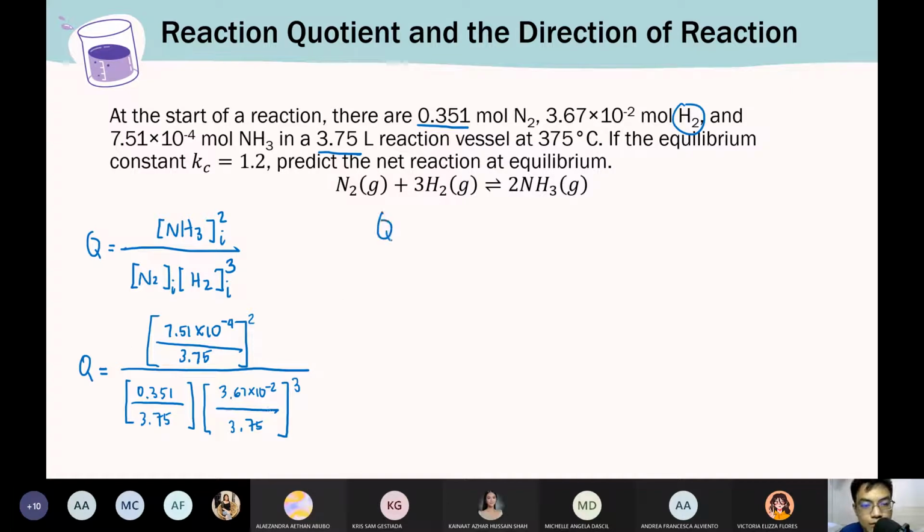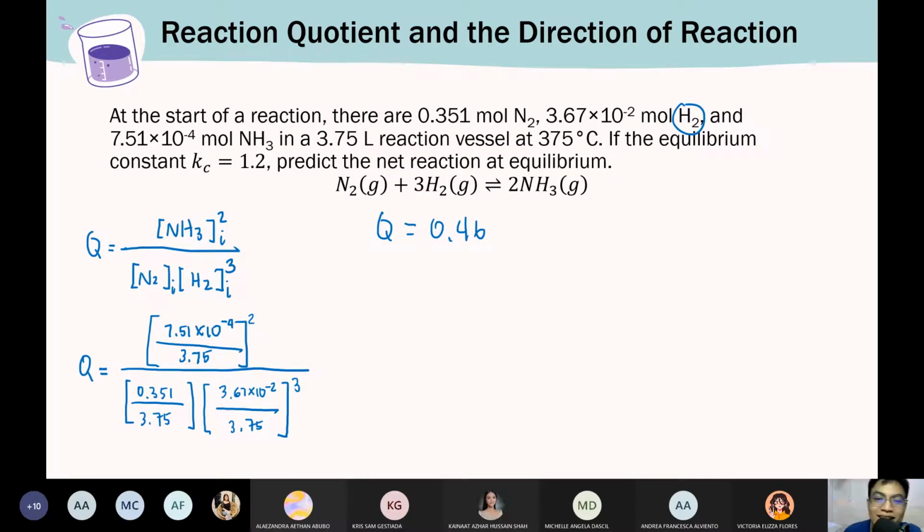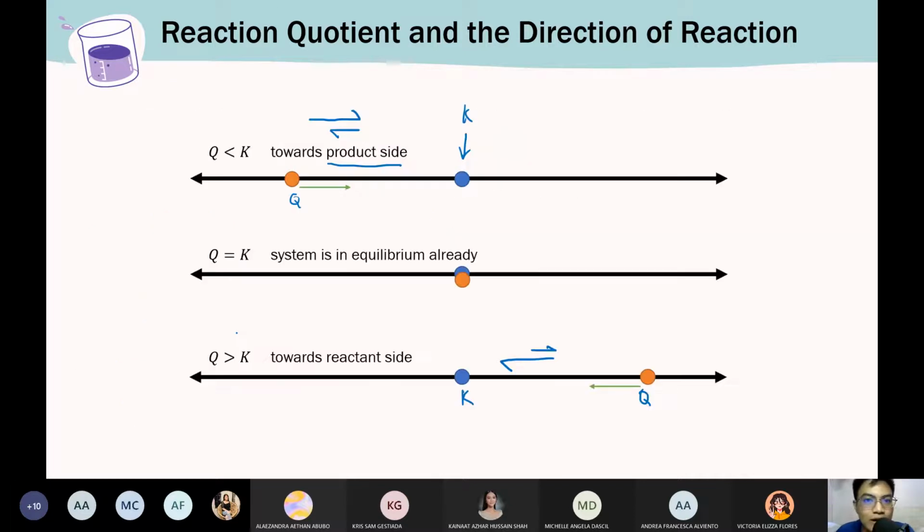Okay, so Q is 0.46. Now, we are asked to determine the net reaction. Pag sinabing net reaction, it just asks you where the reaction is going. Is it to the left, to the right? Okay? So, ano gagawin natin? We can just look at the illustration I showed you earlier. Pero wag natin tignan. Gusto ko kasi kayo mismo yung maka-imagine ng number line na yan.